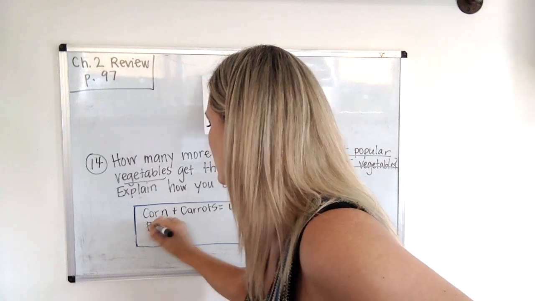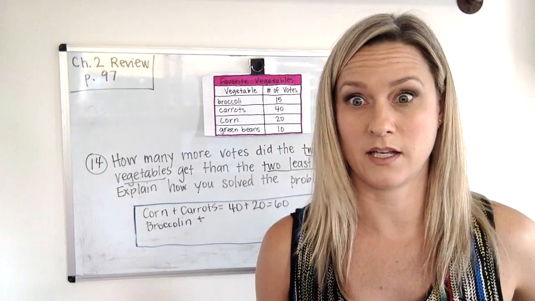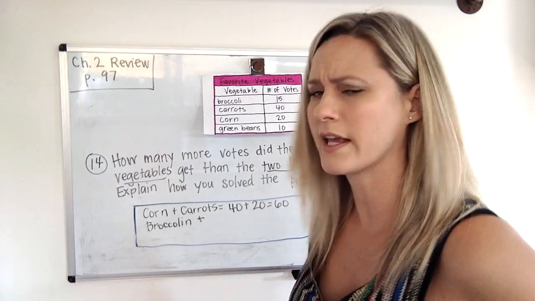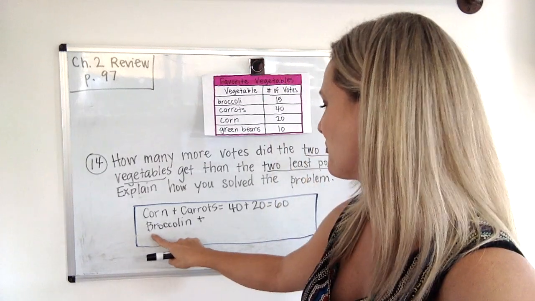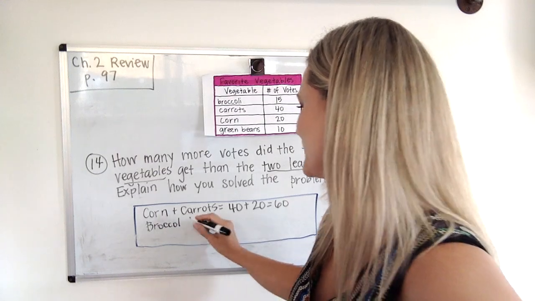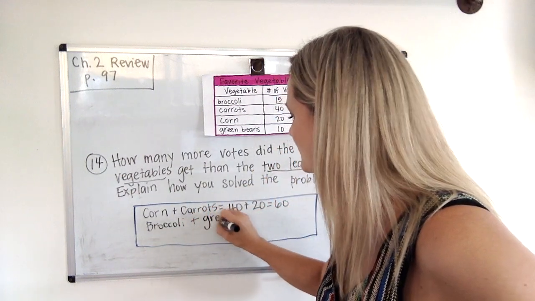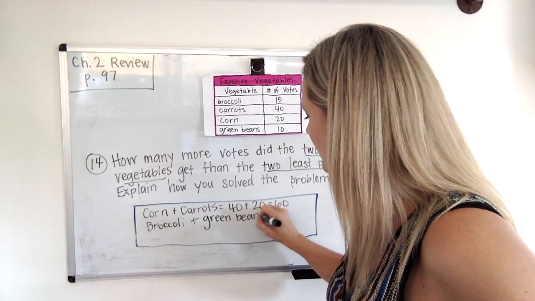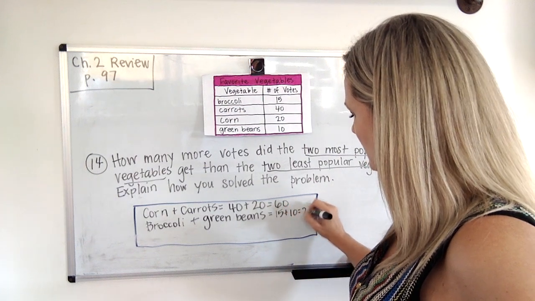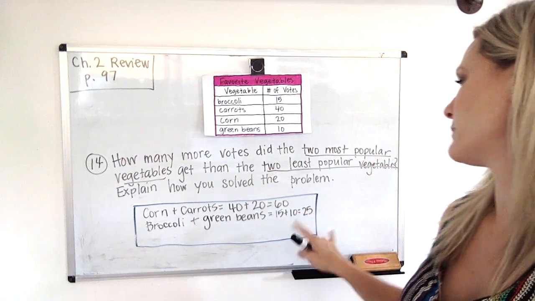So broccoli plus, Speckles does not like broccoli apparently. Broccoli plus, I think I was on my way to write broccolini. Broccoli plus green beans equals 15 plus 10, which equals 25. Okay, so now we're basically just trying to figure out what the difference is between 60 and 25.